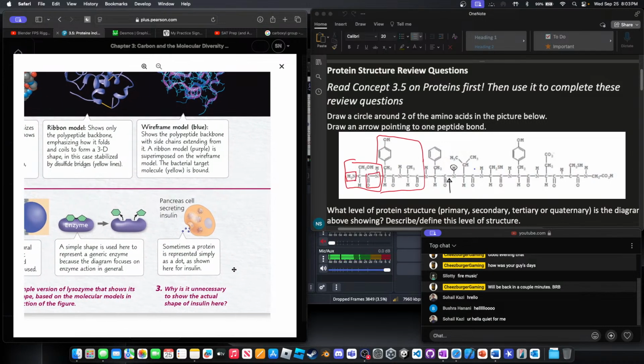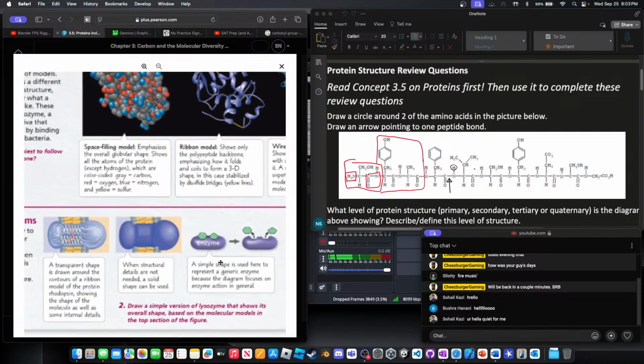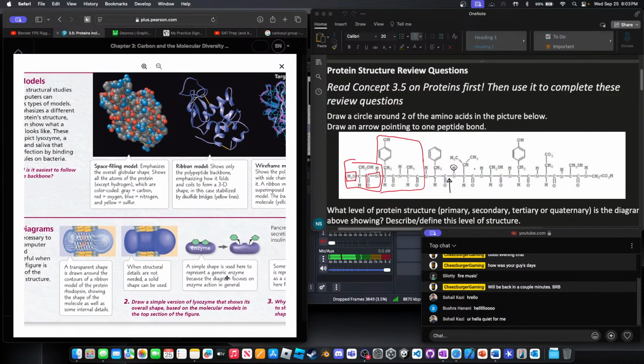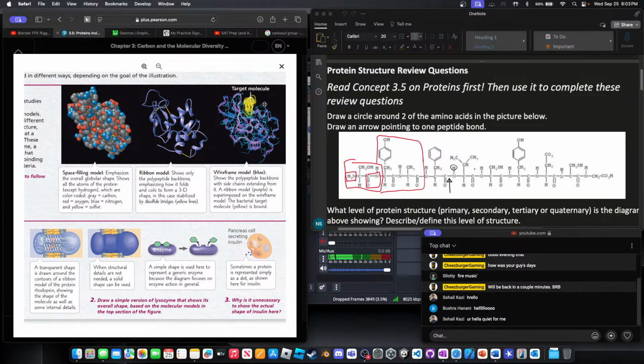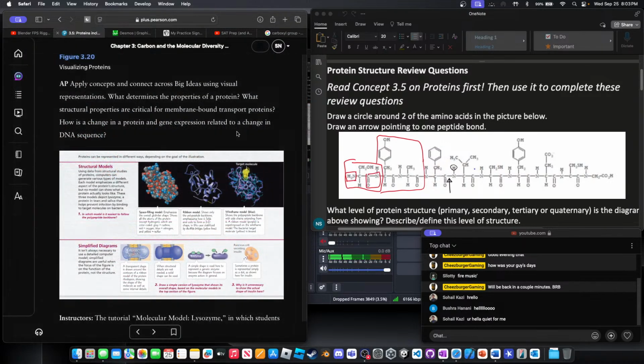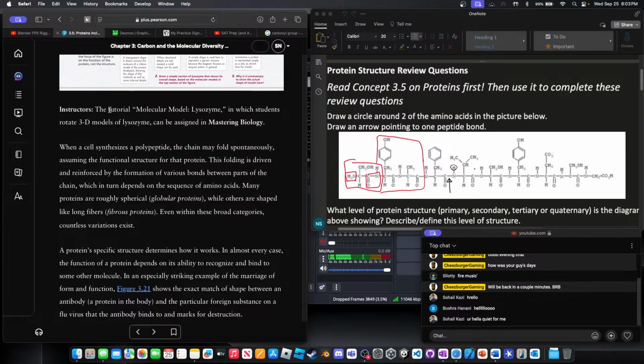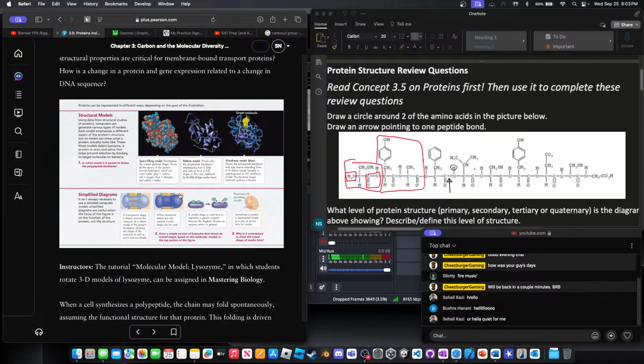Pancreas cell secreting insulin. Sometimes a protein is represented simply as a dot, as shown here for insulin. I see. So there are certain models that are represented in different ways for different reasons, is what I'm getting out of this image here.